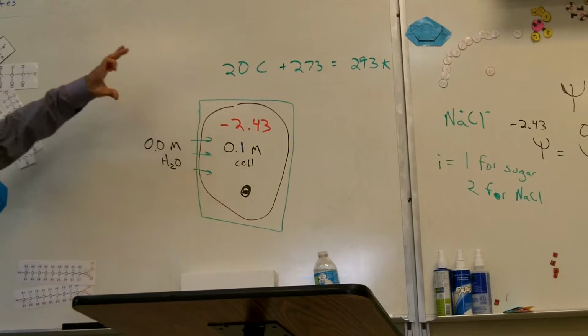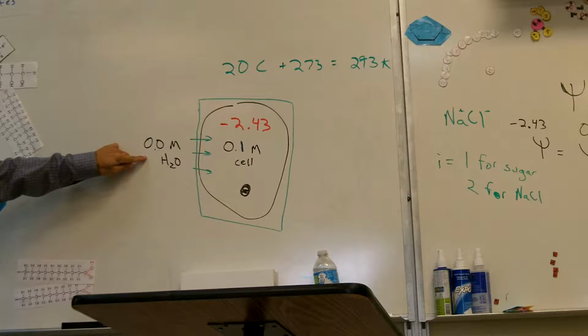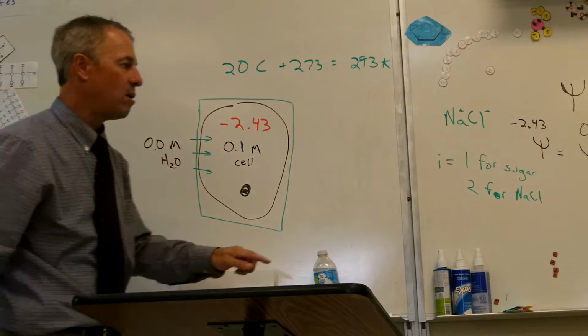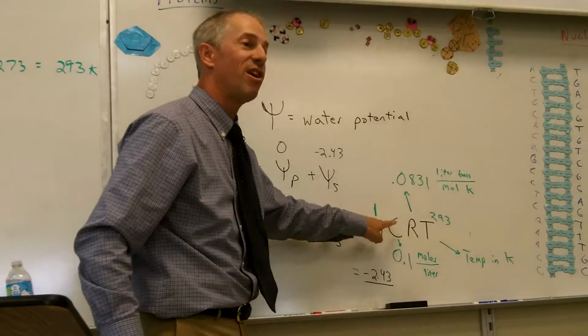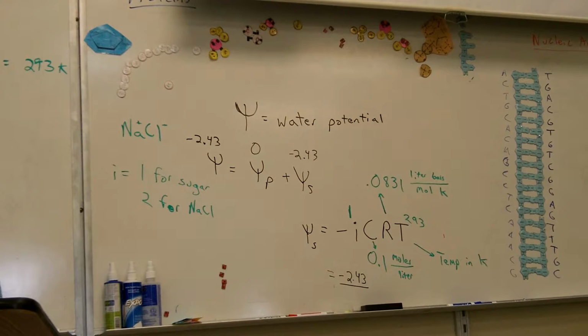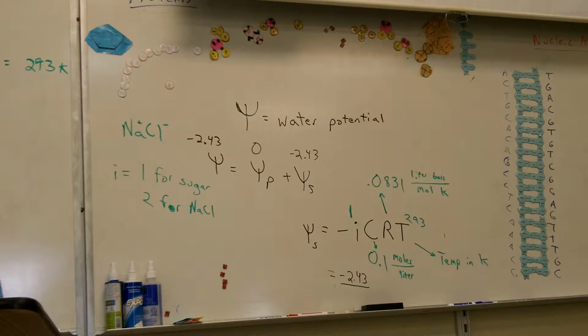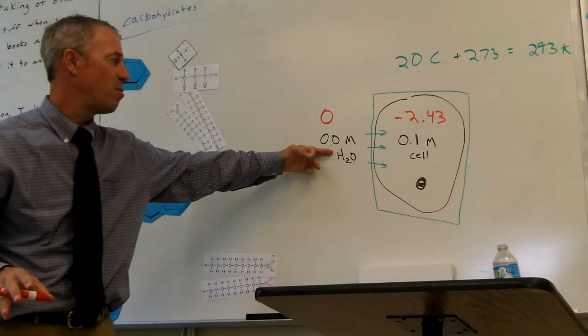Now, what is the water potential outside the cell? 0. How do you know it's 0? Because it's 100% pure water. It's not going to take any water out of the cell. Can you mathematically tell me it's 0? Yes. You plug in 0 for C, the concentration. Anything times 0 is 0. Pure water is always going to have a water potential of 0 because it's 0.0 molar.